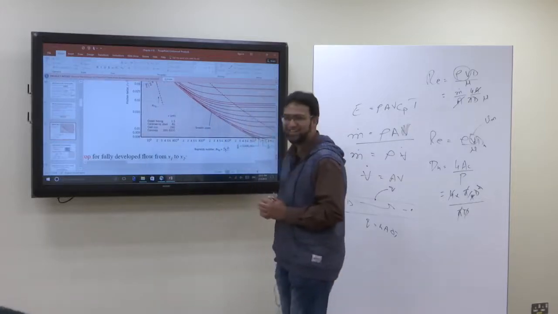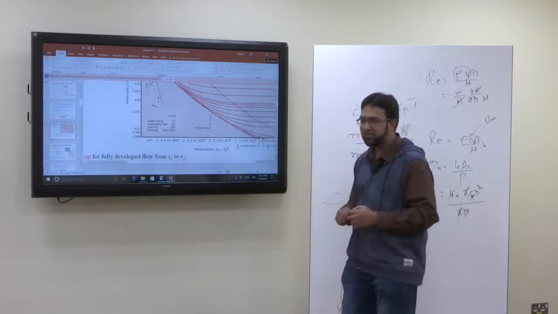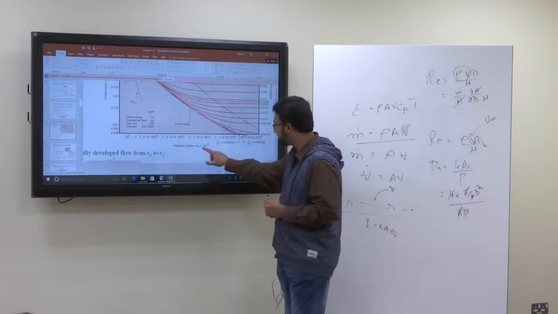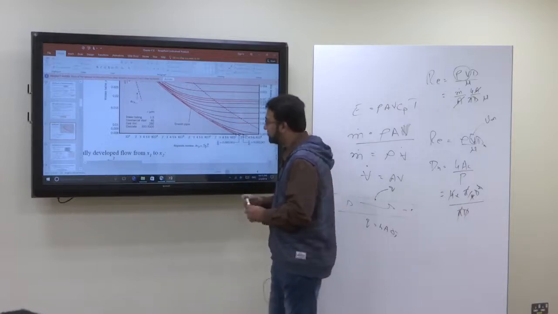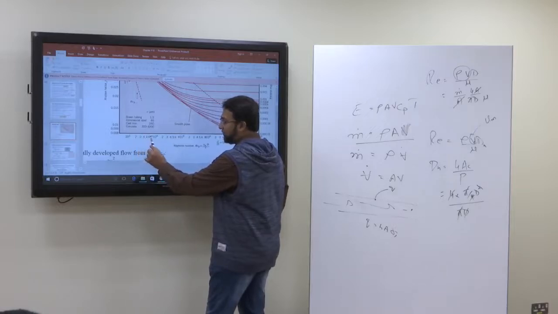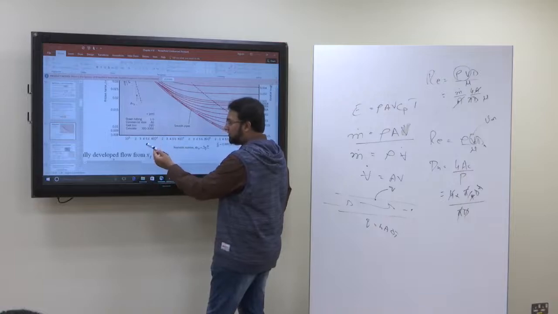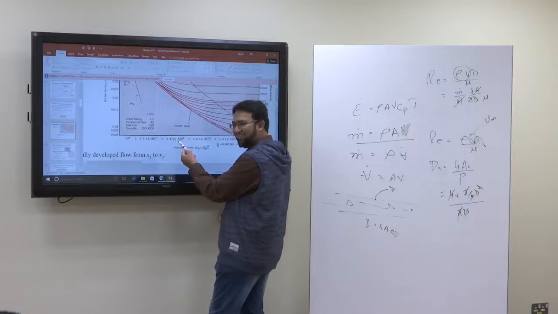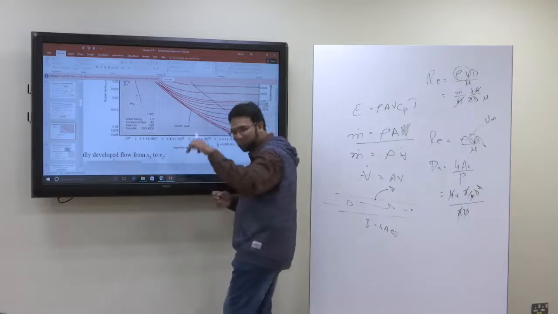Okay, let's read this Moody chart first. We have the Reynolds number on the x-axis. You can see, right? Reynolds number 10 to the power 3, then it's written 2, 3, 4, 5, 6, 8, 10 to the power 4. What is it? 2, 3, 4, 5, 6.